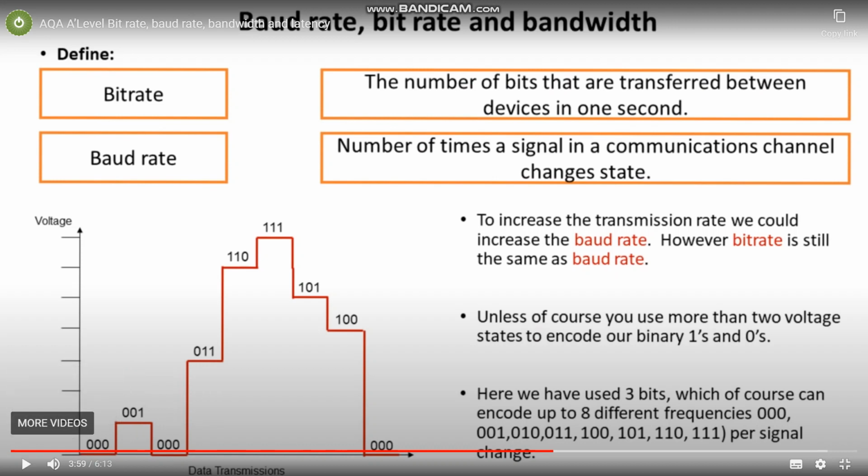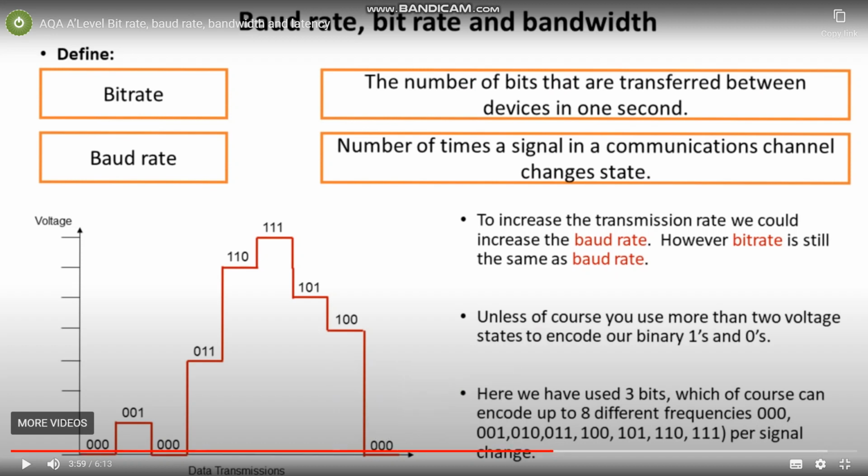So that means every time we change the signal, because we can expect to see more than one voltage, we can map that onto a 3-bit pattern as opposed to a 1-bit. So in this case, because the baud rate is higher, we get more bits for our time. If we look here, we've got 1, 2, 3, 4, 5, 6, 7, 8, 9 signal changes. On the previous slide, that would have been 9 bits. But now we have 27 bits being transmitted in the same time.